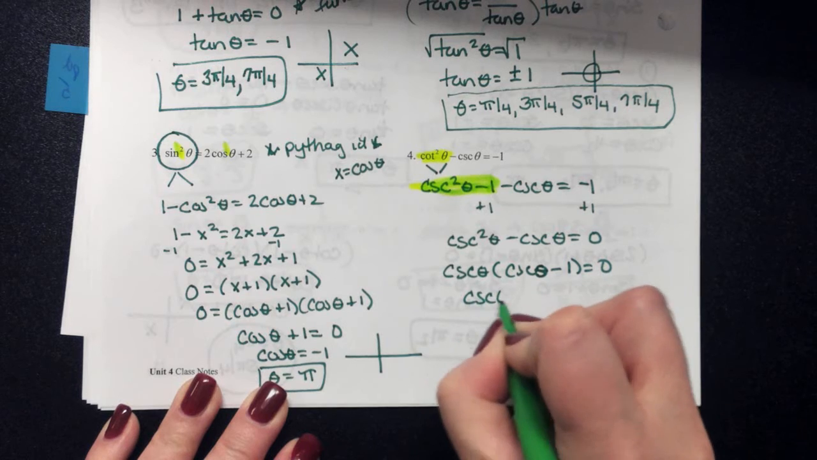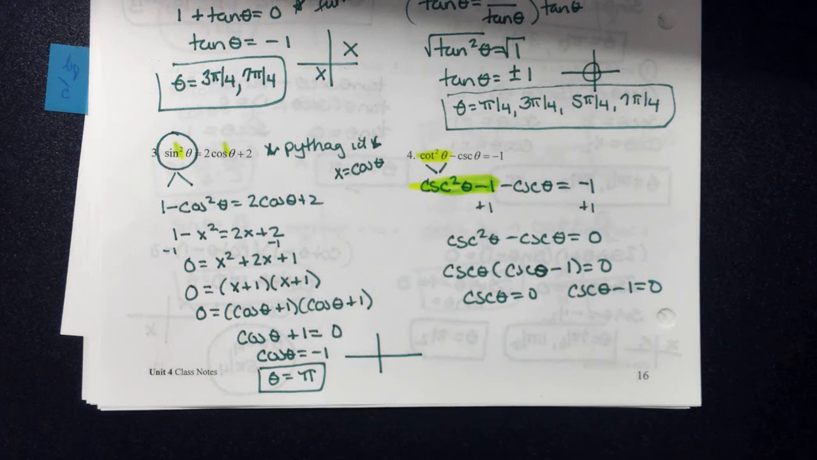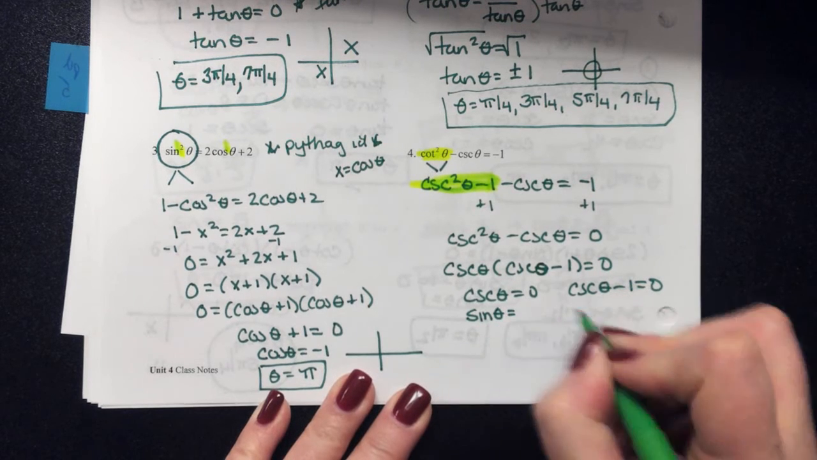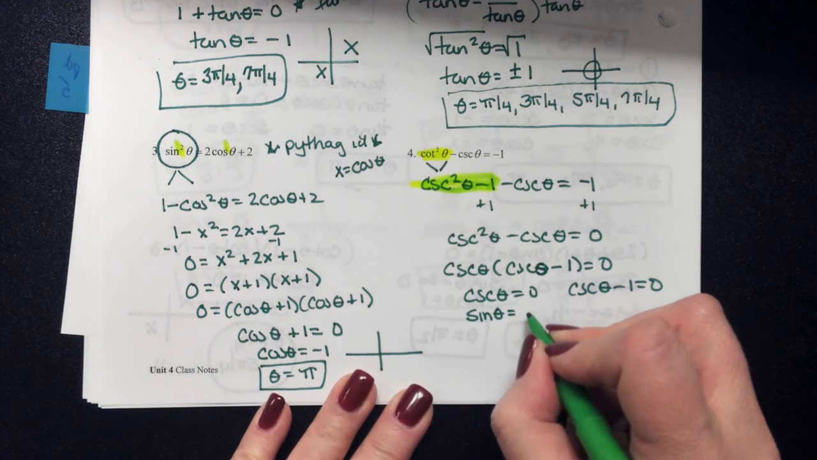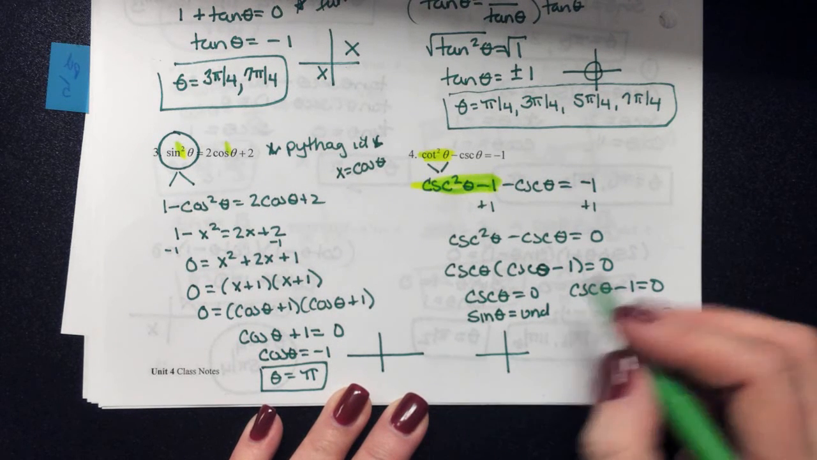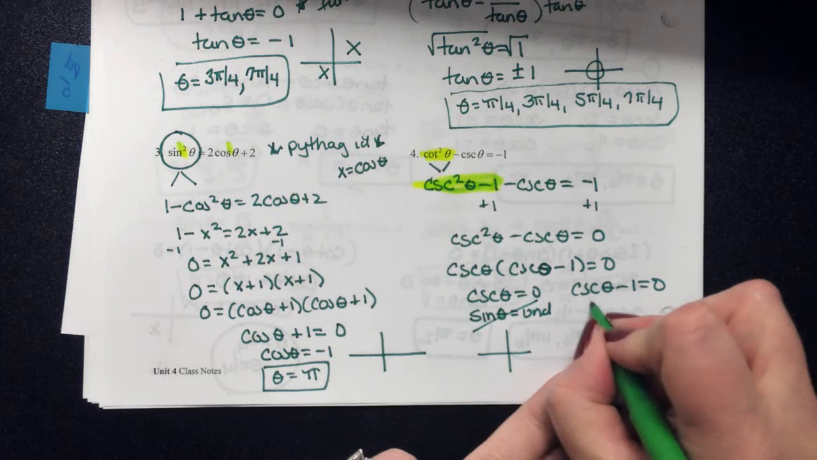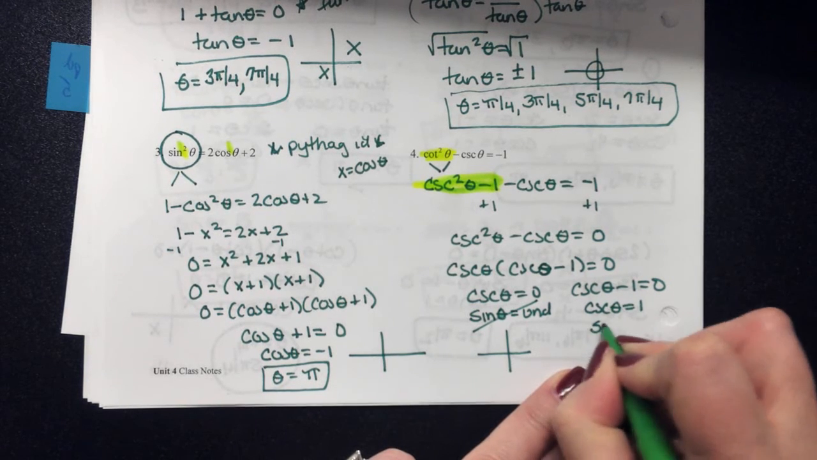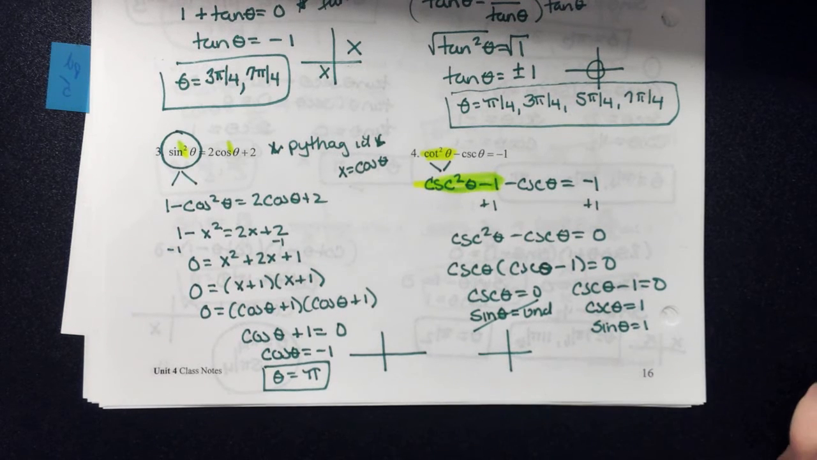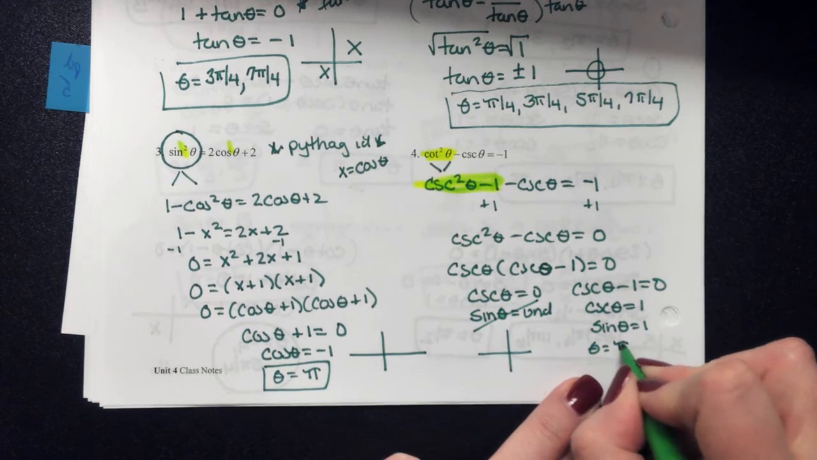So I need to set cosecant theta equal to 0. And cosecant theta minus 1 equals 0. Well, cosecant's the reciprocal of your sine. What's the reciprocal of 0? Undefined. Is there any place in the unit circle where sine is undefined? No. So there's no solutions to that factor. So now I need to figure out where cosecant of theta is equal to 1, or where sine theta is equal to 1. Where is sine equal to 1? Sine is equal to 1 at pi over 2.